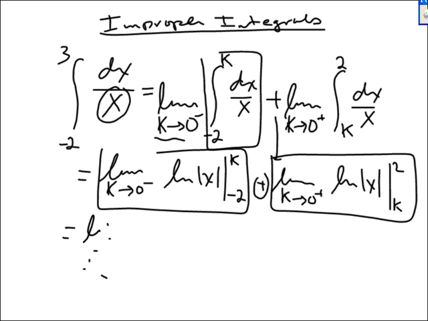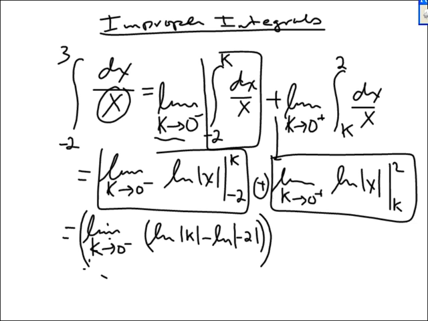Okay, so we get the limit as k goes to 0 minus of ln of absolute value of k minus ln of absolute value of negative 2. That's the first term, plus the limit as k goes to 0 plus of ln of absolute value of 2 minus ln of absolute value of k.